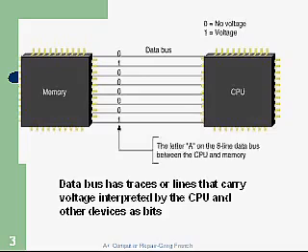Data bus has traces or lines that carry voltage. These voltages are interpreted by the CPU and other devices as bits. As a bit moves along this, it'll either be high or low, and that's a different voltage level. If it's high or 1, generally that voltage is probably around 5 volts. But this is how the bits are interpreted.